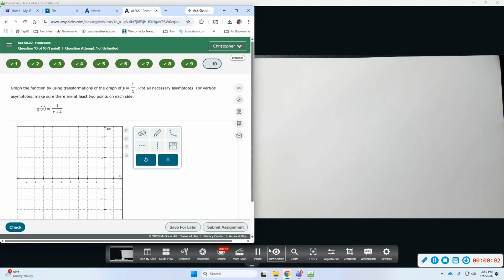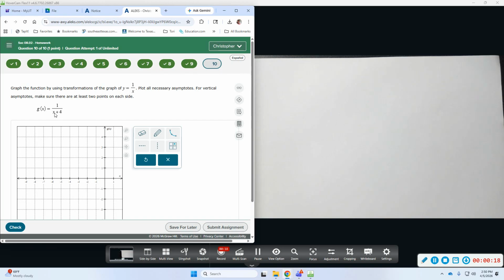All right, number 10, it wants us to graph the function by using transformations of the graph of y equals 1 over x. Plot all necessary asymptotes. For vertical asymptotes, make sure there's at least 2 points on each side. So we're going to graph the transformation.